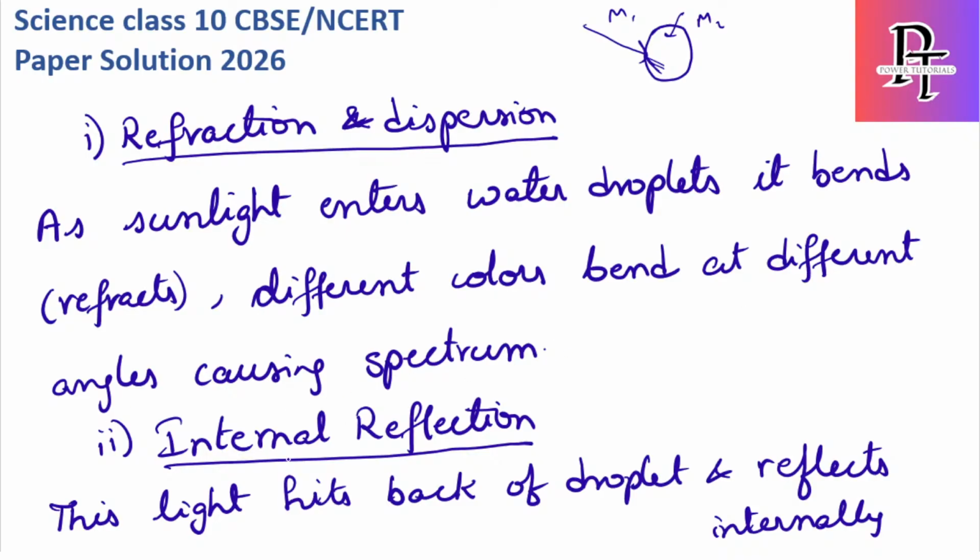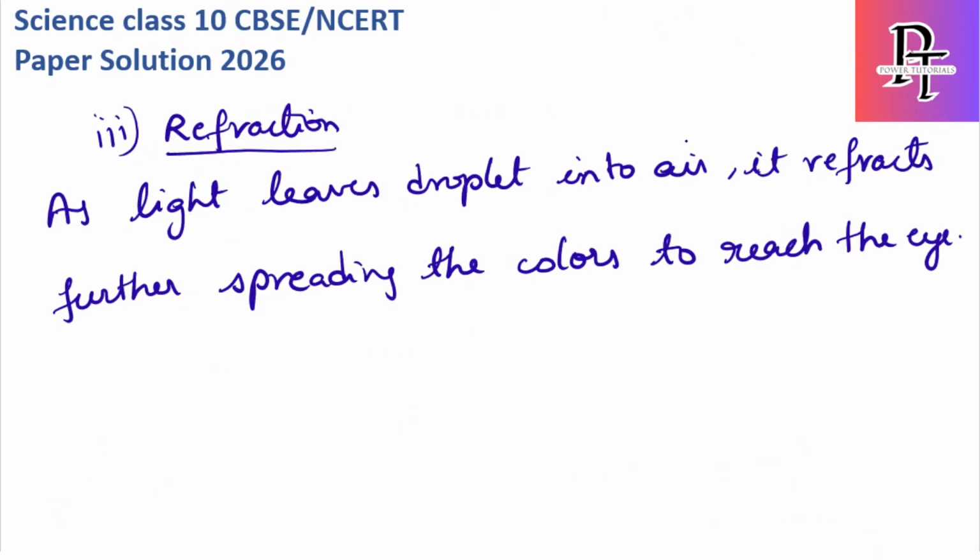Then what will happen: internal reflection. This light ray hits the back of the droplet and reflects internally. Once again, after this reflection, from the droplet, it has to come out. Then again refraction happens, because now this is medium 1 and this is medium 2, from the water droplet this beam of rays has to come out.